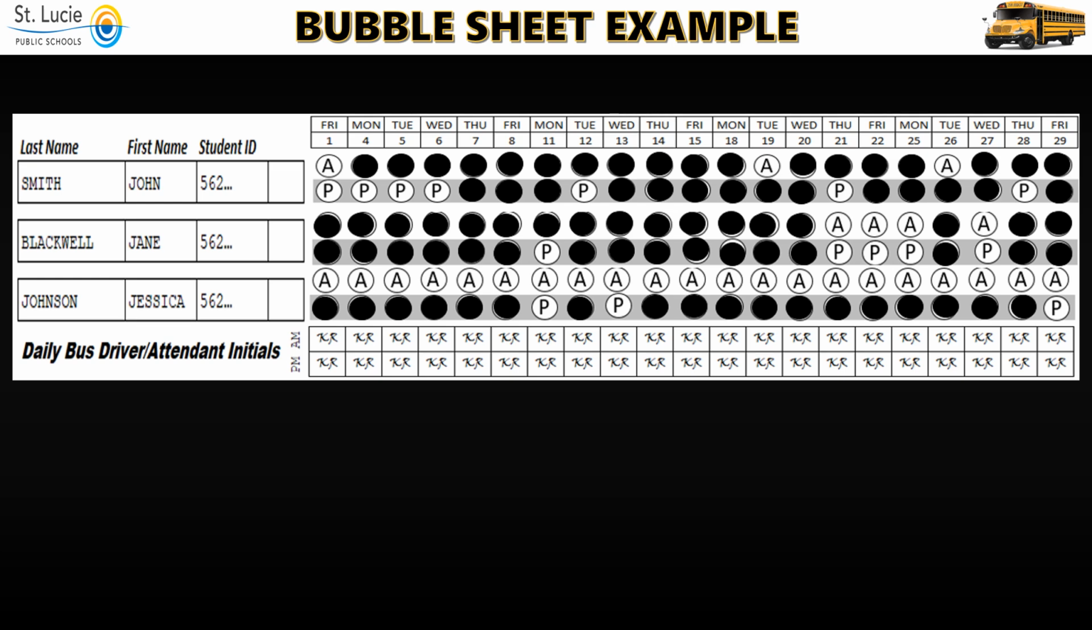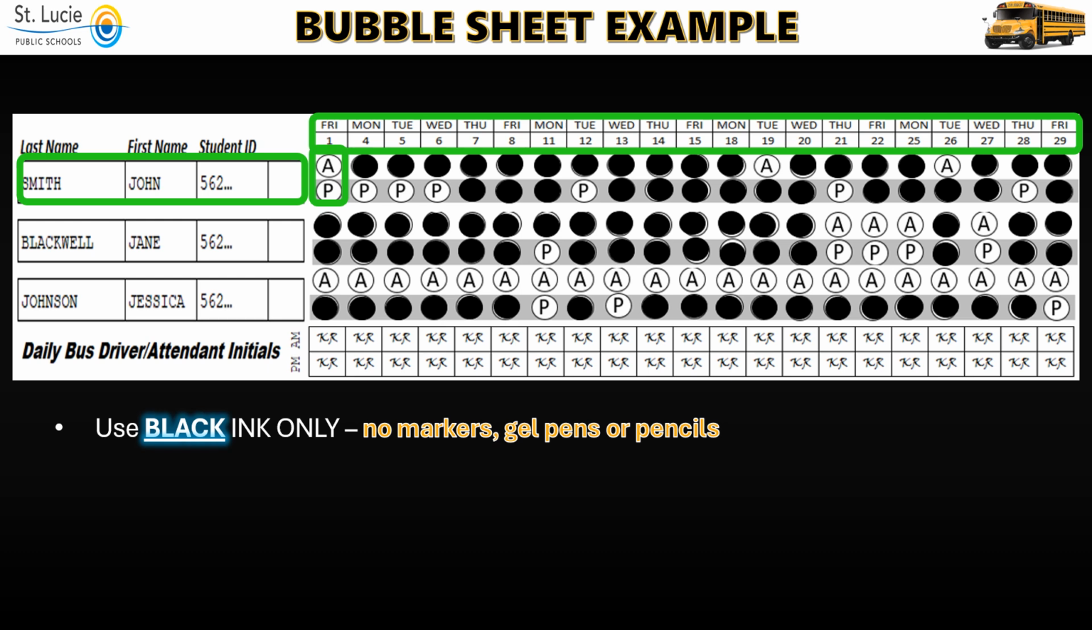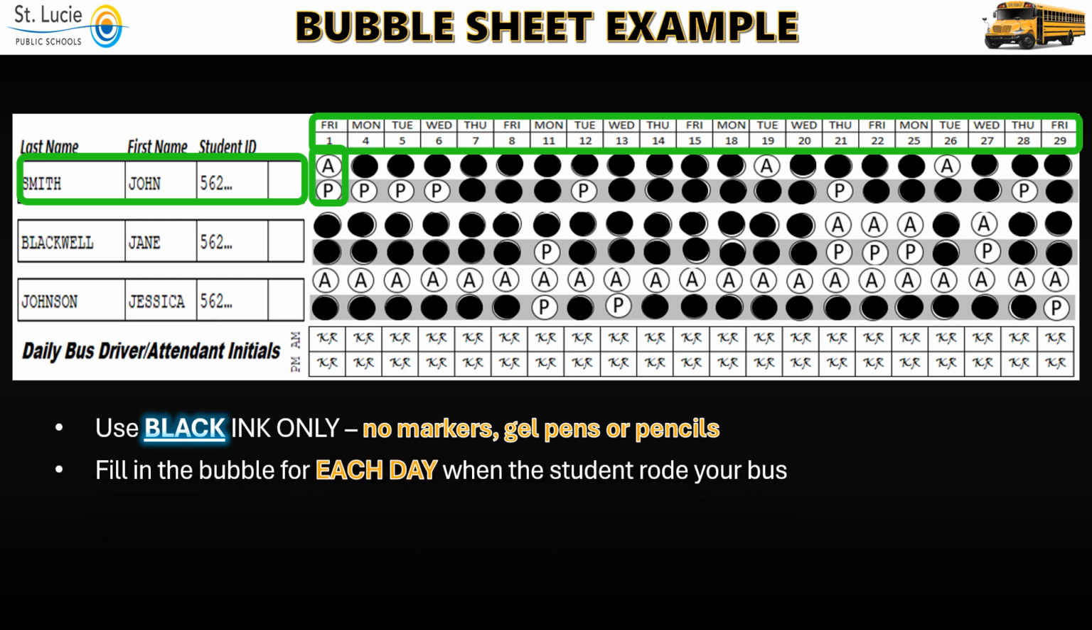In the middle section of the form, you will see the days and dates of the month to fill in. You'll also see the student information, last name, first name, and the 562 number. Next to that, you will see bubbles, A for AM and P for PM under each day of the month. Using black pen only, fill in the bubble for each day the student rides your bus. If the student rides in the AM and in the PM, both AM and PM bubbles must be filled in.